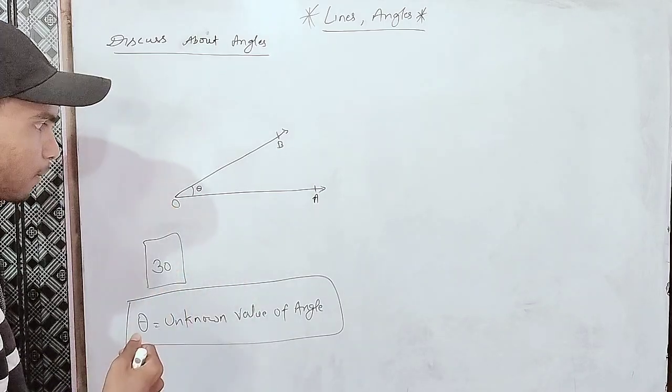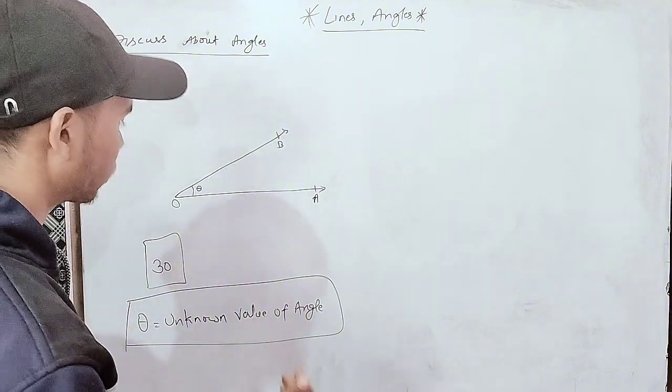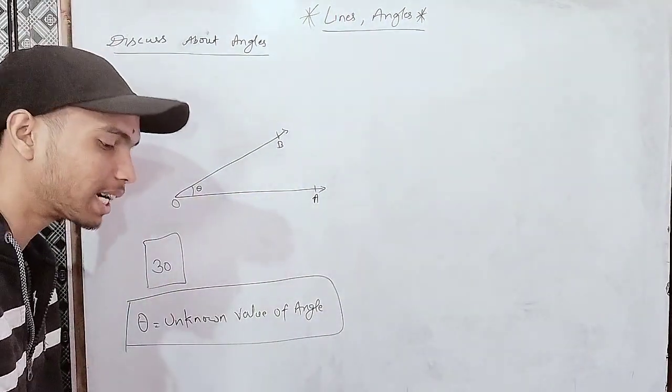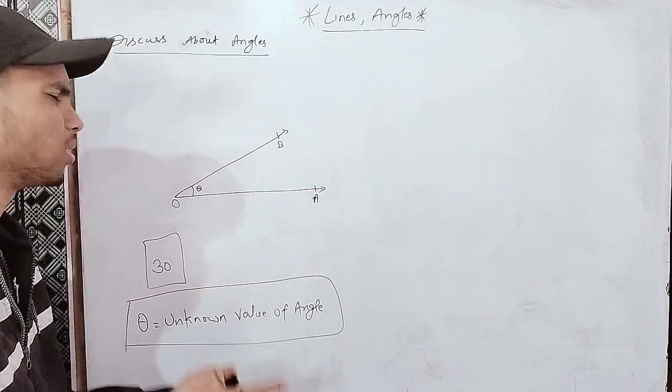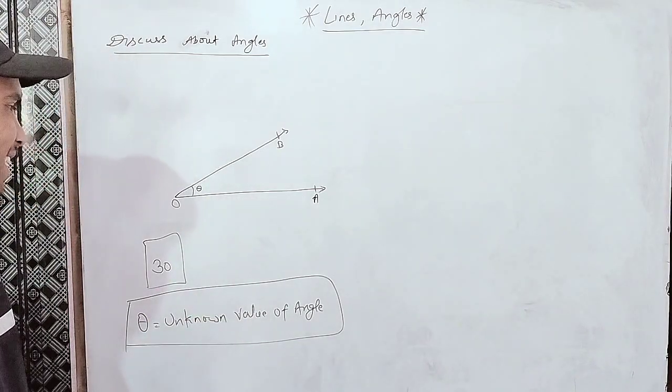Similarly, we name it with the alphabet, so that we can identify which line is OA, which line is OB.